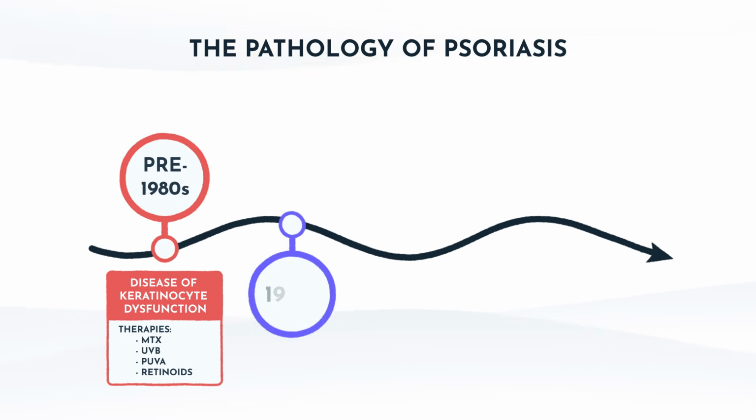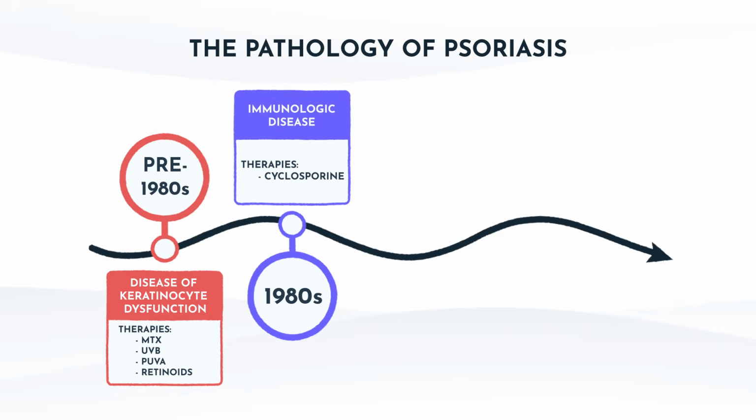But then in the 1980s, we realized, no, there's a lot more to this. This is more of an immunologic disease. And we tried therapies like cyclosporin. Cyclosporin is an immunosuppressant we give to organ transplant patients to try to suppress their immune system so that they don't reject their organs after transplant. It's a pretty serious drug.